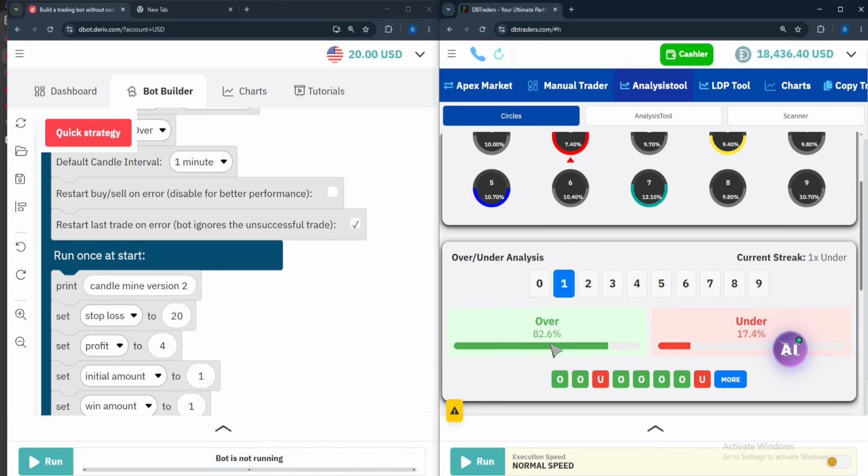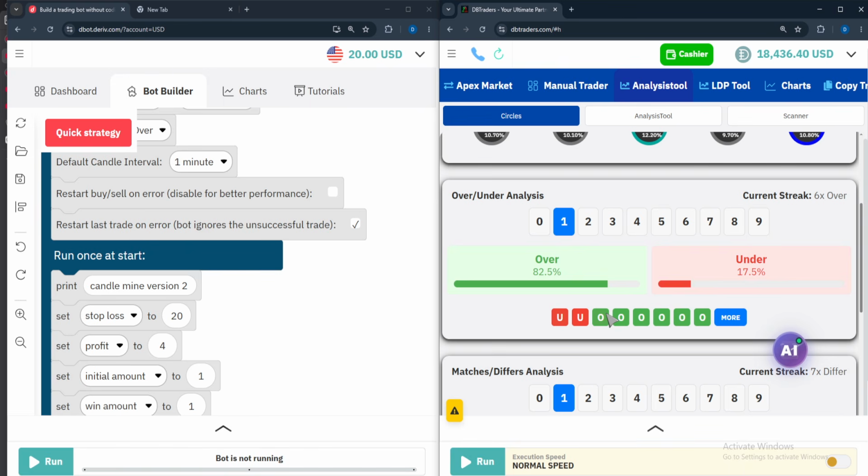Just be patient. The main thing again is patience, patience, patience. You have to be patient. Be patient for the perfect entry. Be patient enough to find a good market and also know when to leave. Okay, so you're at 82.8.